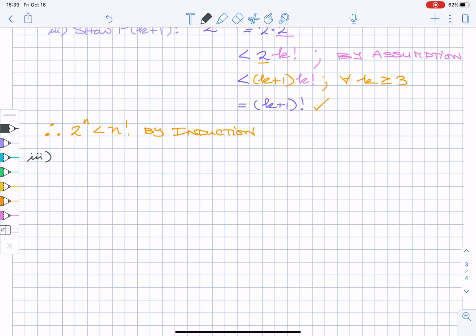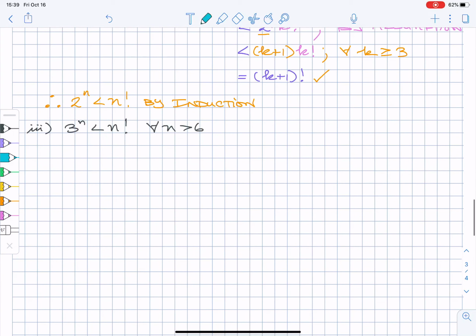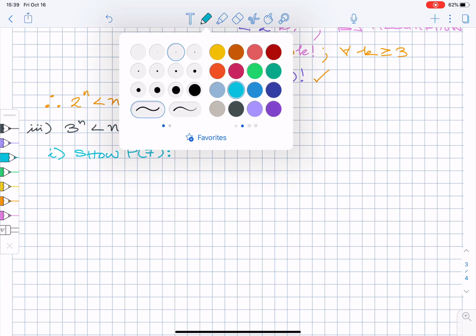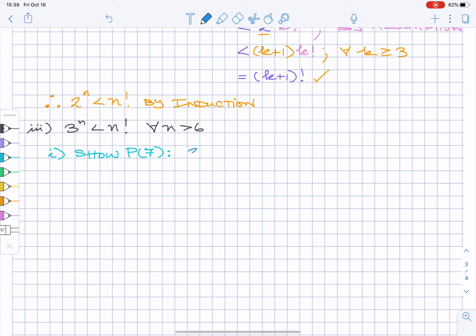That's very similar. So let's say my propositional phrase is that 3 to the n is strictly less than n factorial for all values of n greater than 6. Greater than 6 means that my first step should be at 7, because remember, we're dealing with integers as the domain. Okay, so is 3 to the 7th strictly less than 7 factorial?